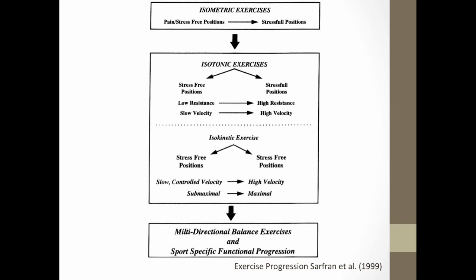Start with low resistance, move to high, start with slow velocity, move to high velocity. And if you have the capability of using isokinetic exercises, you would once again start in the neutral stress-free positions and move towards those end range or stressful positions. Then you really want to work on multi-directional activities, working on balance and proprioception, and getting them to do more sport-specific or job-specific activities that they need to return to.